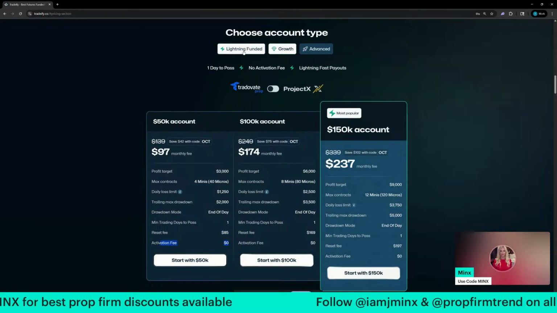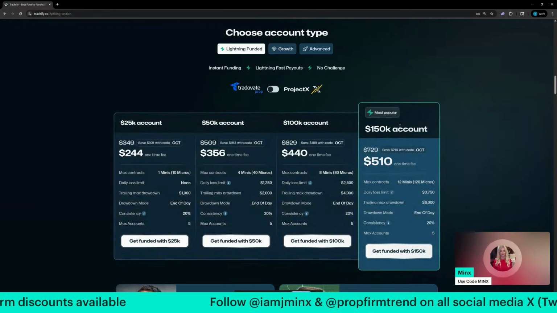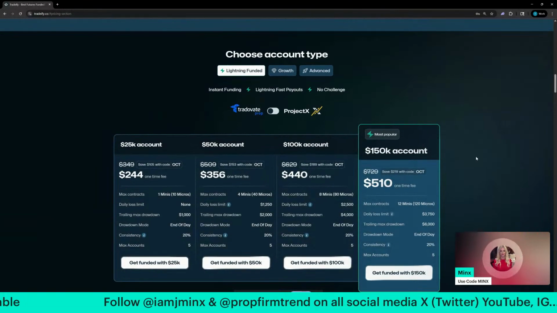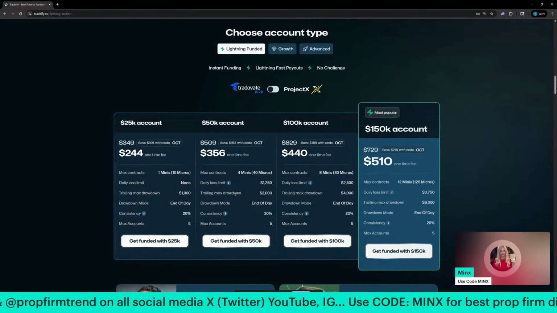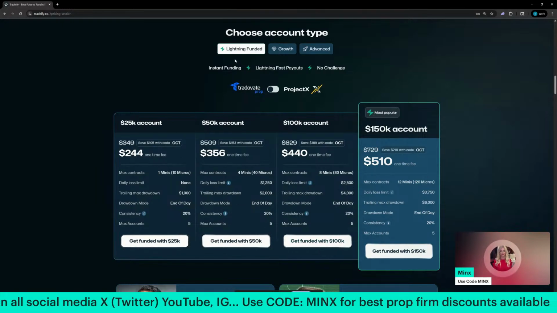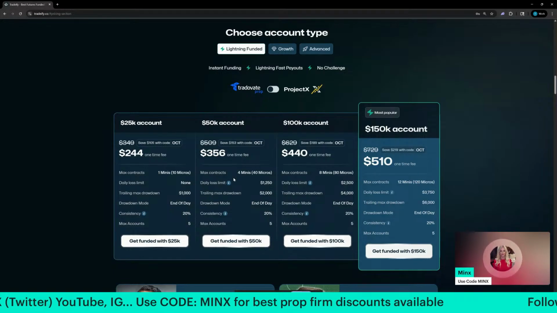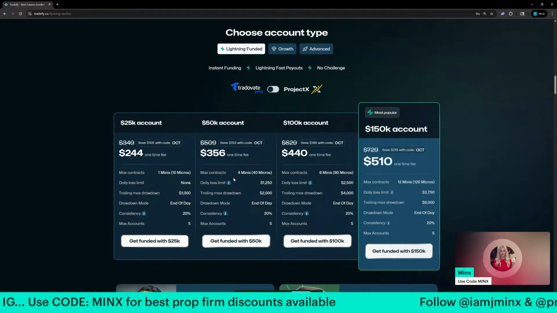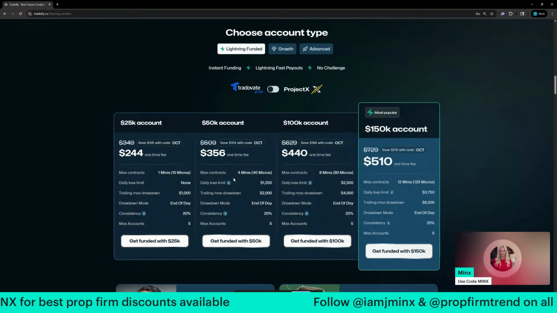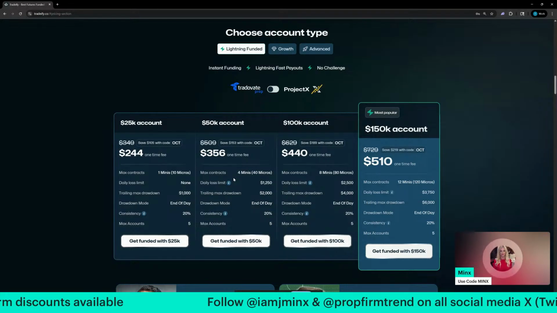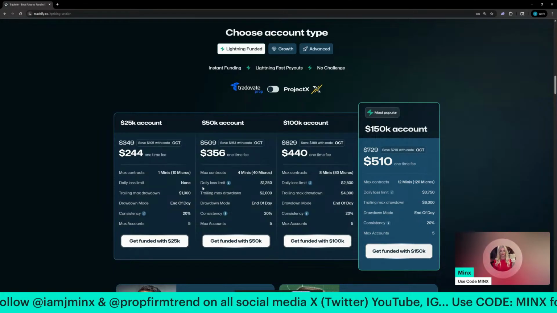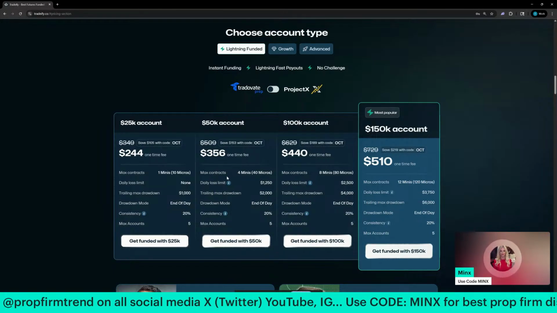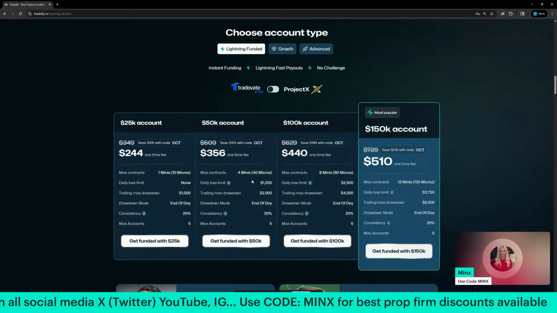Okay. Now, let's say you want to skip the evaluation completely. You just want to trade in whatever you make in that account. This is called Lightning funded. Some firms call it direct. Some call it instant or straight to sim funded. And basically, you don't have to meet any goals as far as passing an account because you're already passed.